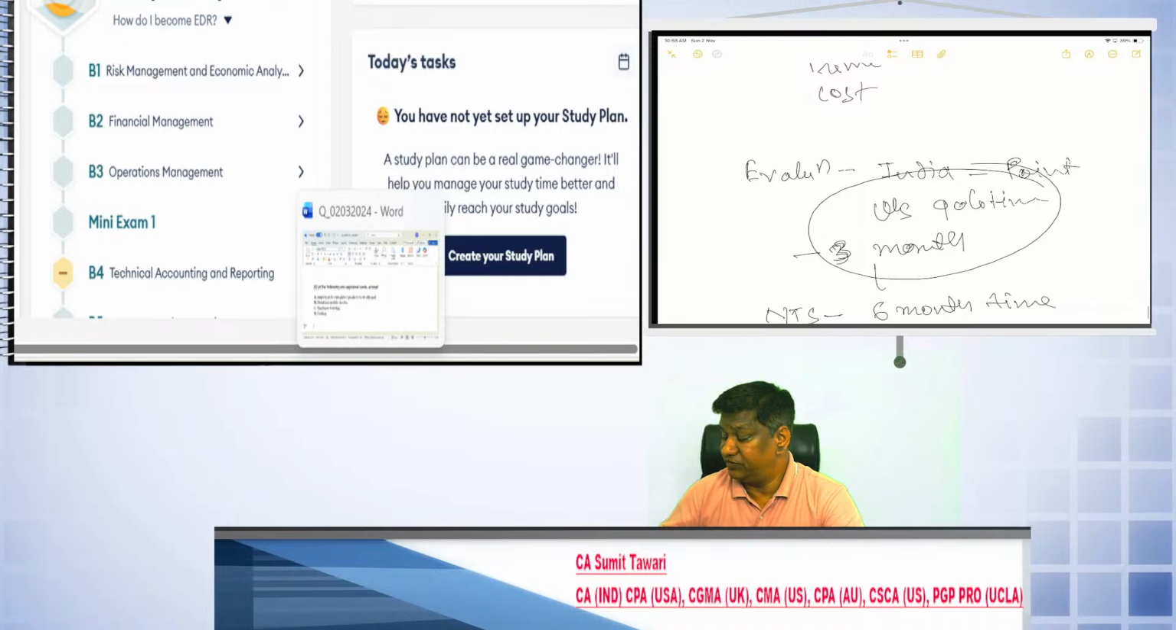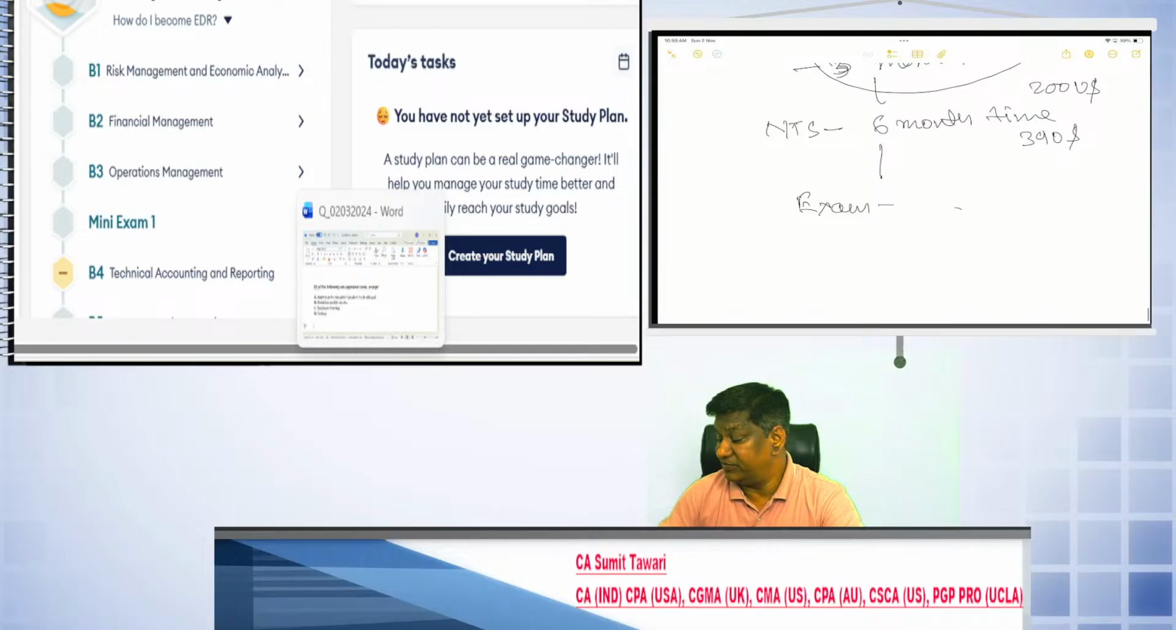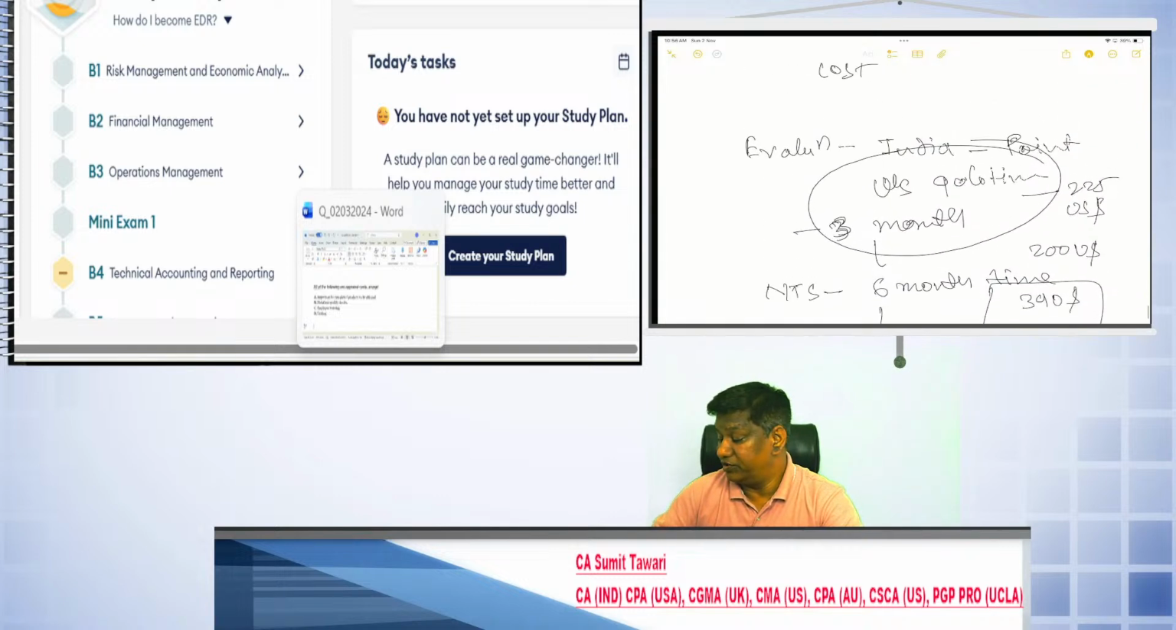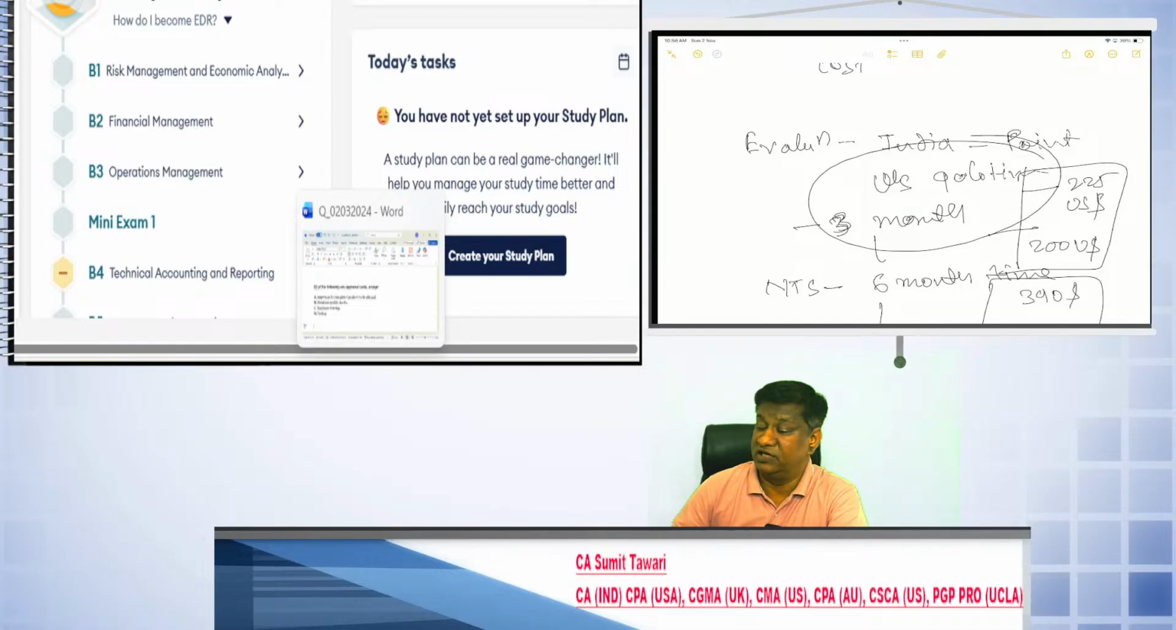And related to the fee structure, the evaluation is approximately 225 US dollars. When you complete the evaluation, then one time 200 US dollars you need to pay for the registration, and per paper for NTS I think it is $390. Then for the examination you need to pay roughly around $275, like this. These two fees you need to pay per paper, not for all four papers, but the 200 and 225 you need to pay as one single fee for all four papers.